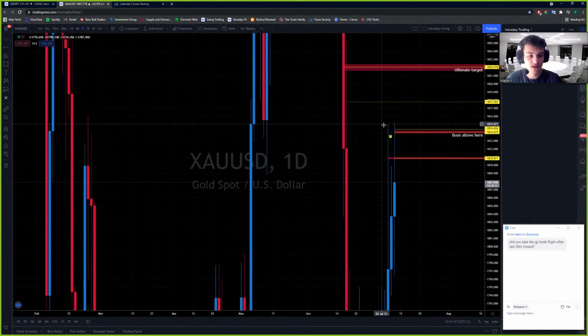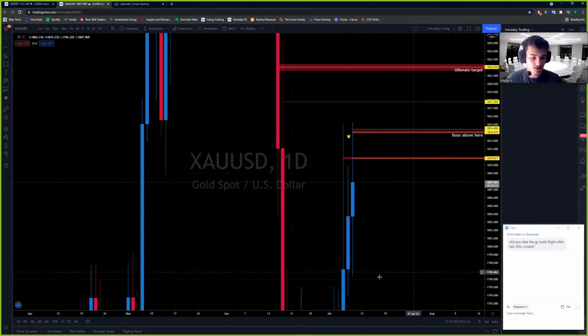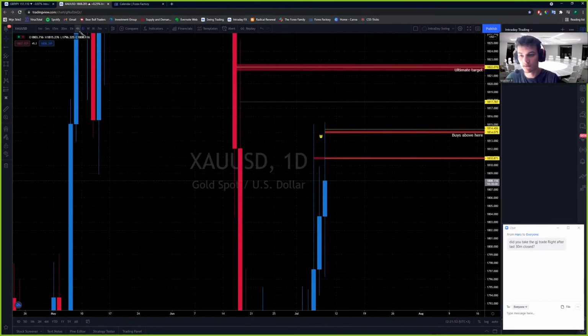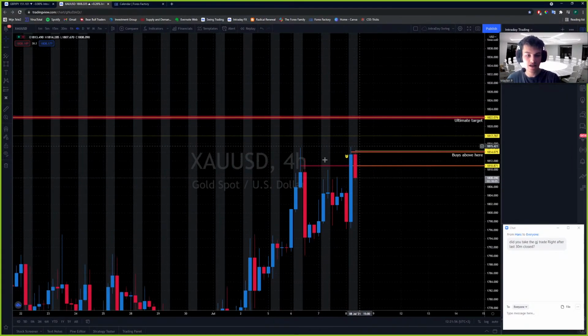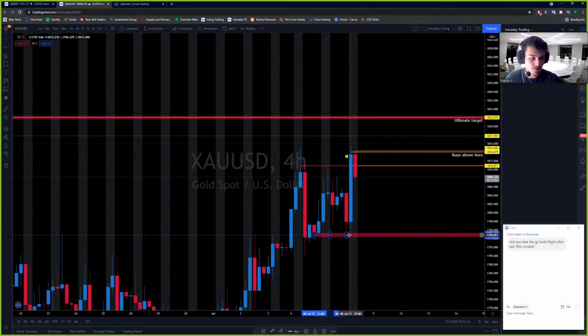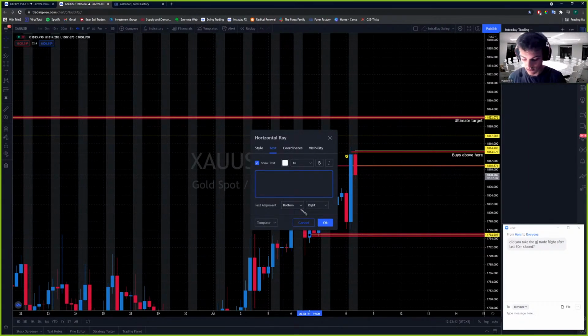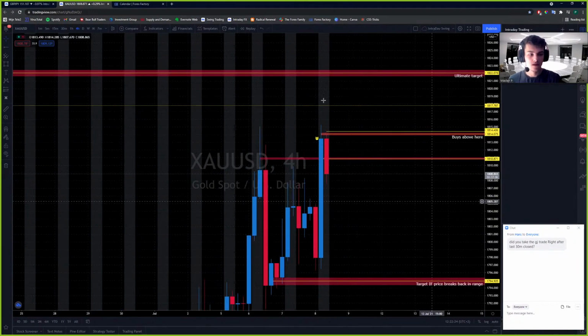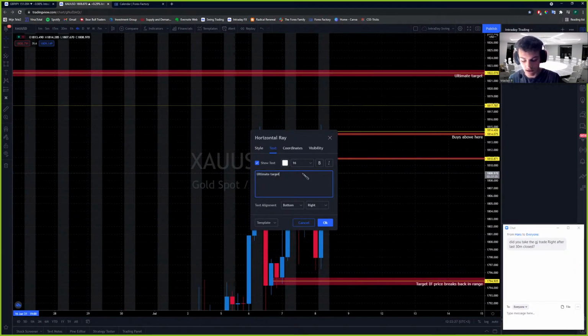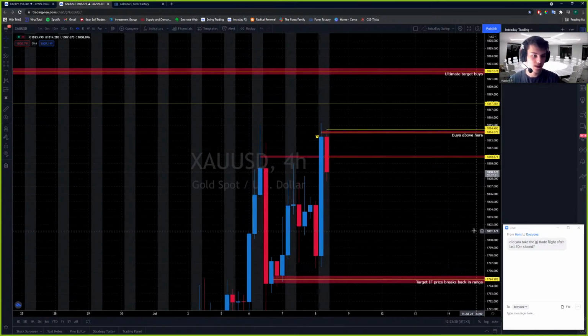Because I saw the daily is really rejecting the previous day's rejection after respecting the lows. So if it's going to start breaking back into this range, then I guess we can call this a fake out, and if sells come into play, price can tap into, let's say, 17.95. So we'll do target if price breaks back in range. Ultimate target for buys is 18.20.